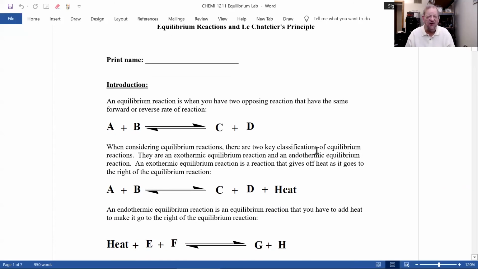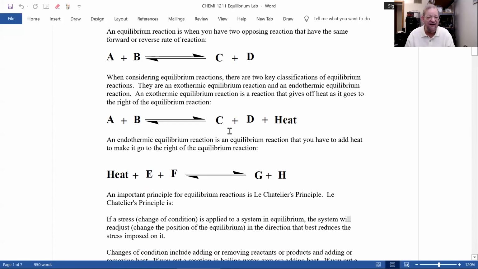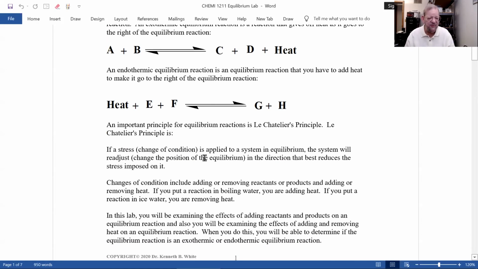Now, as I told you, in equilibrium, you have a forward and reverse reaction. And you can have two types of equilibrium besides this one here. You can have an exothermic reaction where you have heat also being given off, or an endothermic where heat is added, as I have here. Now, talked about Le Chatelier's principle.